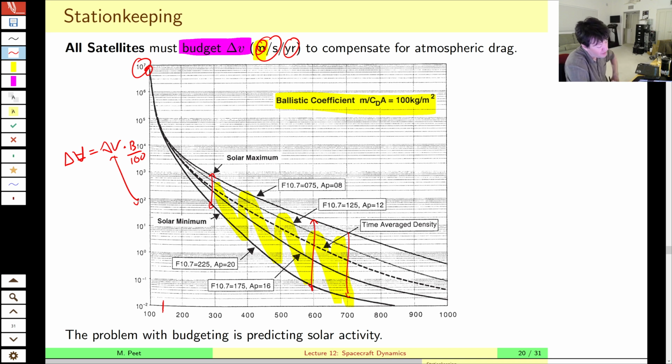All right, so what we see here is at 300 kilometers, between 300 and 400 kilometers, we look at the difference between an active sun and a quiet sun. With a quiet sun, our delta V budget is very small, only 100, say, for example, meters per second per year. Relatively small.